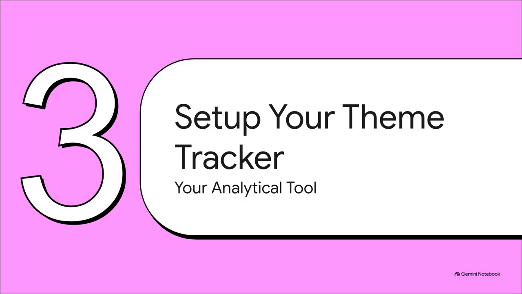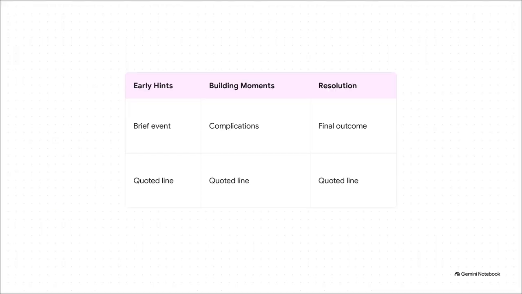Section 3. Setting up your theme tracker, which is your analytical tool. All right, here's where we get hands-on. I'm going to give you a framework that will honestly make analyzing any text so much easier. Behold your new best friend, the 3 columns theme tracker. This incredibly simple table organizes your thoughts perfectly by chopping the story's timeline into 3 distinct stages. You've got a column for early hints from the beginning of the text, a middle column for building moments where things start to get complicated, and a final column for the resolution. By organizing your evidence across these 3 columns, it literally lets you see visually how the author's message evolves from page 1 to the very end.